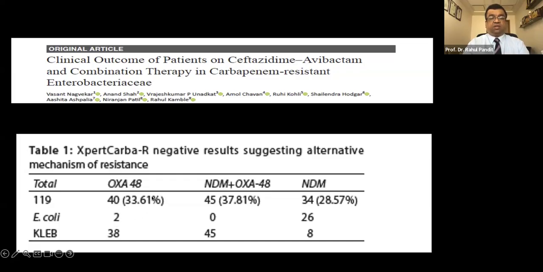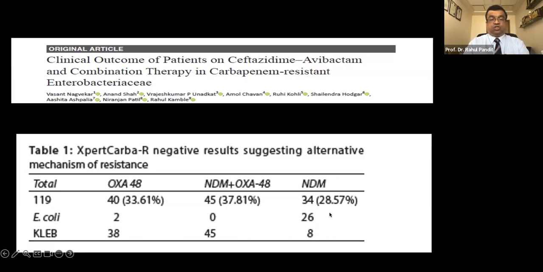So though OXA48 was around 33% of all the isolates, Klebsiella exhibited the most OXA48, E. coli was really less. NDM plus OXA48 was seen exclusively in Klebsiella. So Klebsiella, really the difficult organism, OXA48 plus NDM plus OXA48. And then if you come to E.